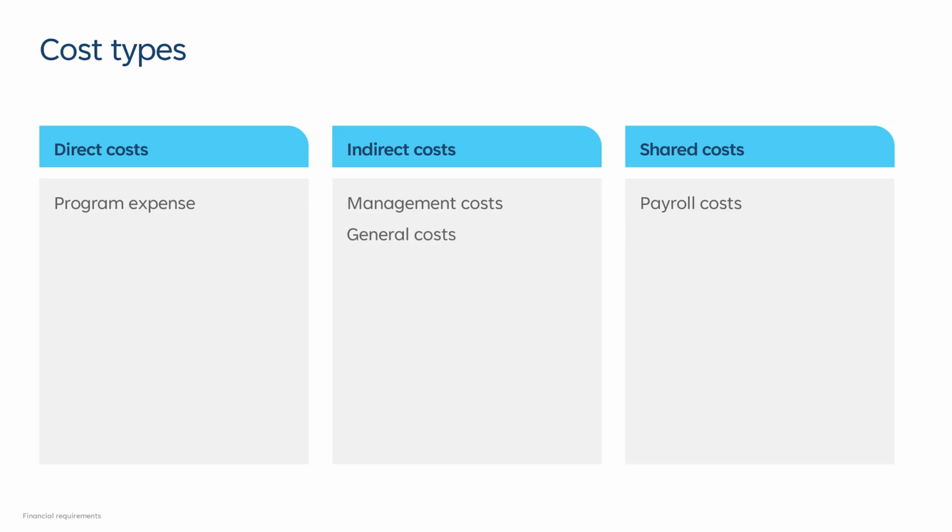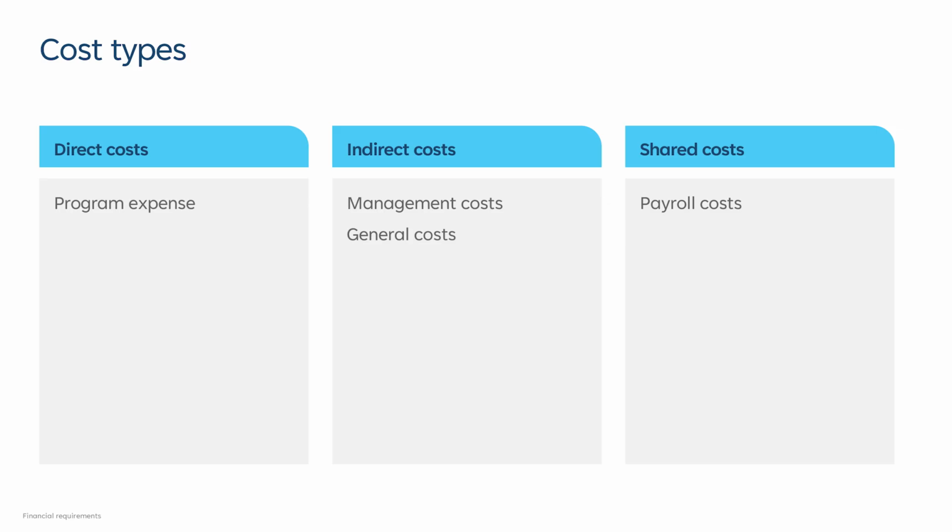Indirect costs are costs or funding that cannot be directly tied to a specific program. These costs are often known as overhead and typically include things like management, facility expenses, and IT costs. Indirect costs are shared expenses.